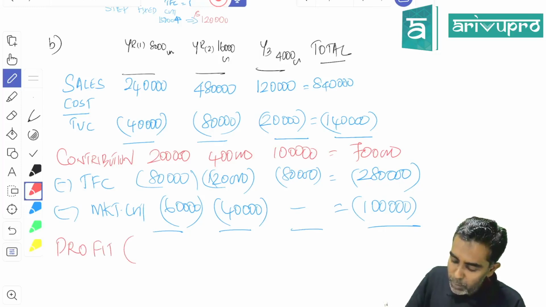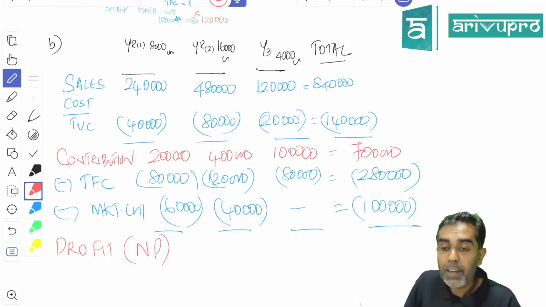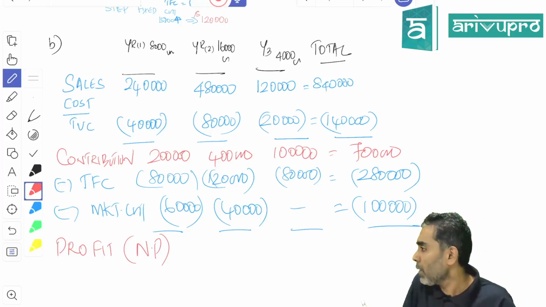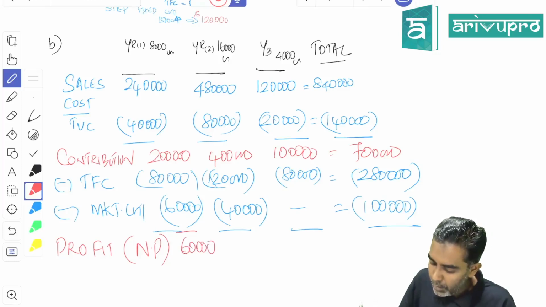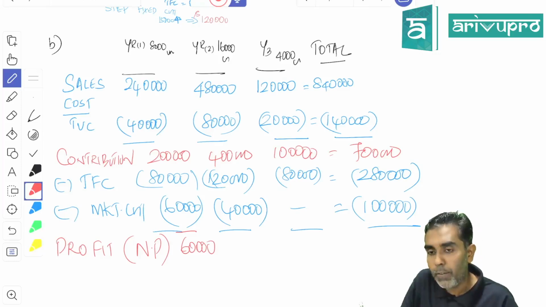Also you can call it as what? Net profit. NP stands for what? Net profit. How much is the net profit for the first year? 140 minus 80, that is 60,000. Second year, 160 minus... now 240.